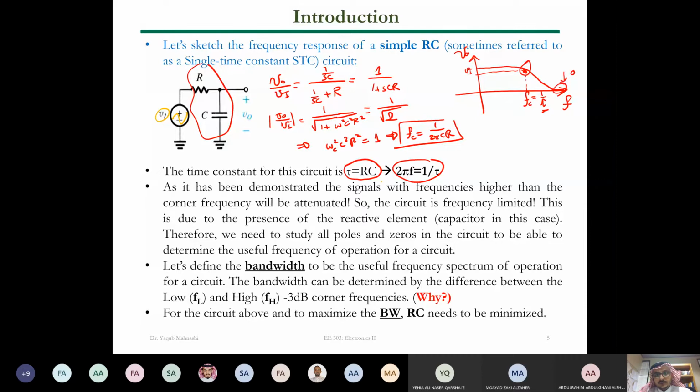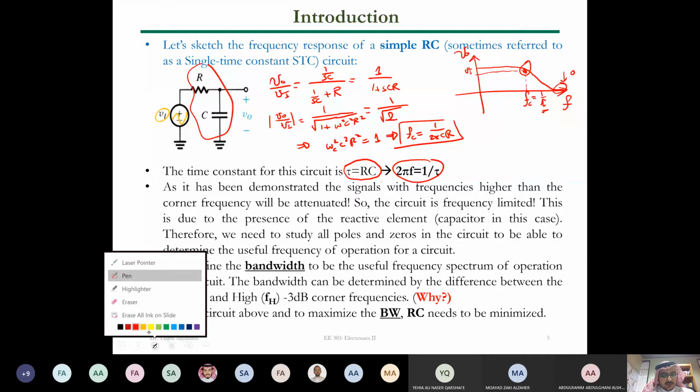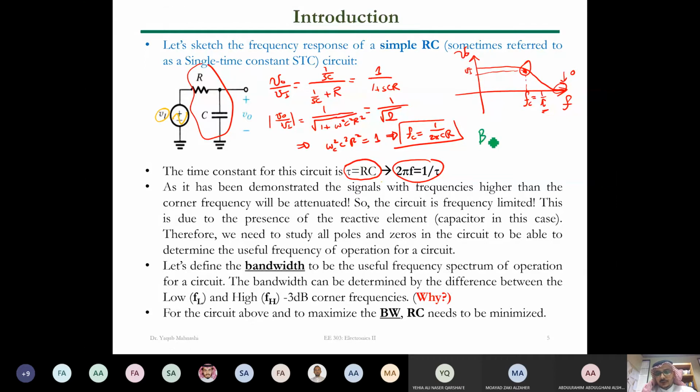Tamam? Okay? Also, we define here what we call the bandwidth. So what is the bandwidth? The bandwidth is nothing but FH, the maximum frequency we can use.